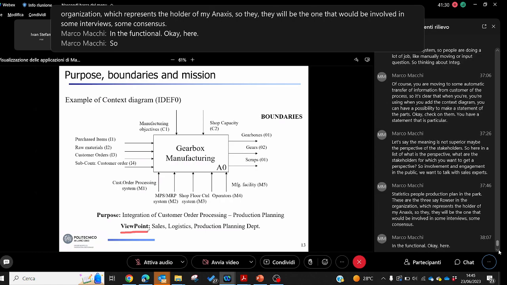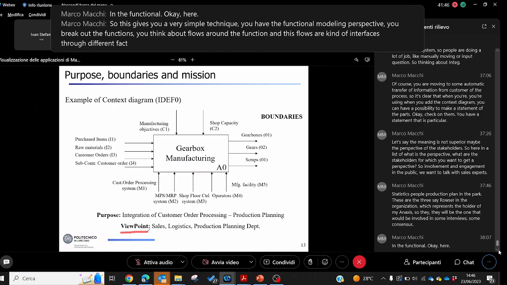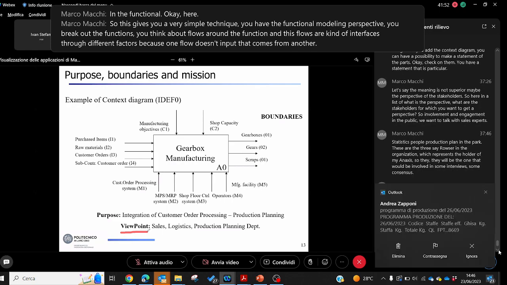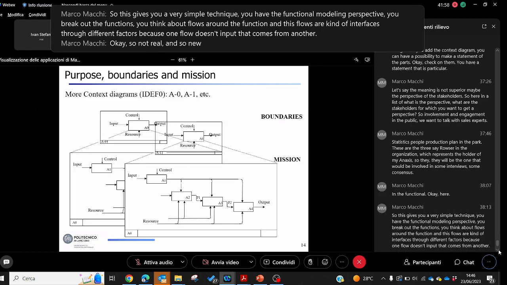So this gives you a very simple technique. You have the functional modeling perspective. You break out into functions. You think about flows around the function, and these flows are kind of interfaces through different functions. Because one flow is an input that comes from another function, it's an output. Okay?